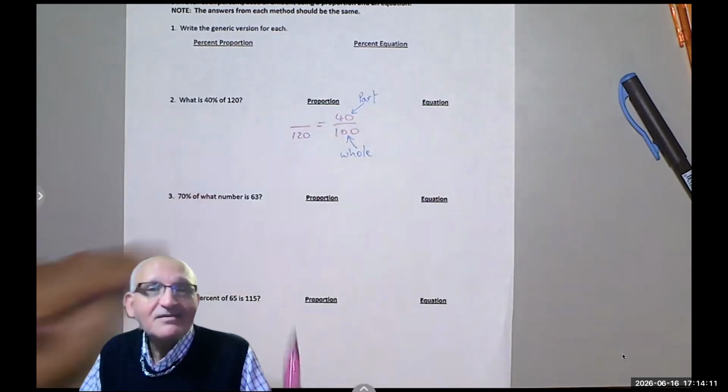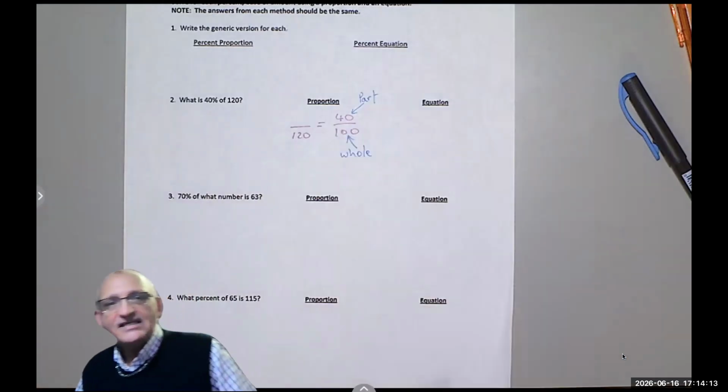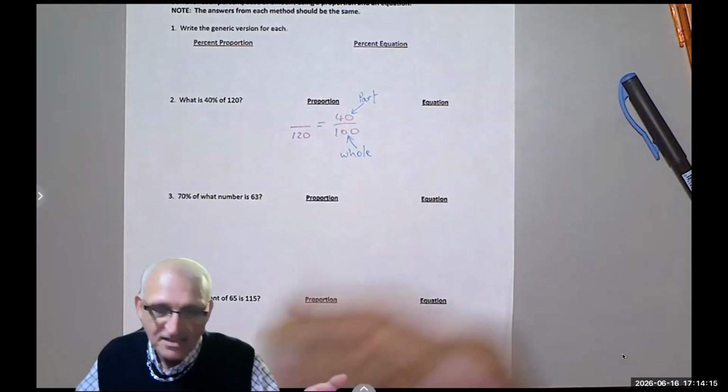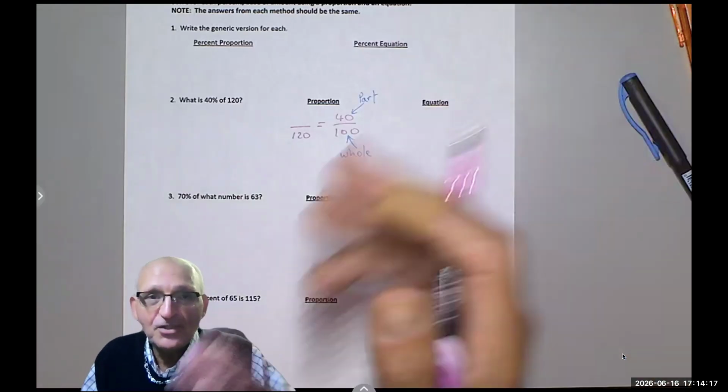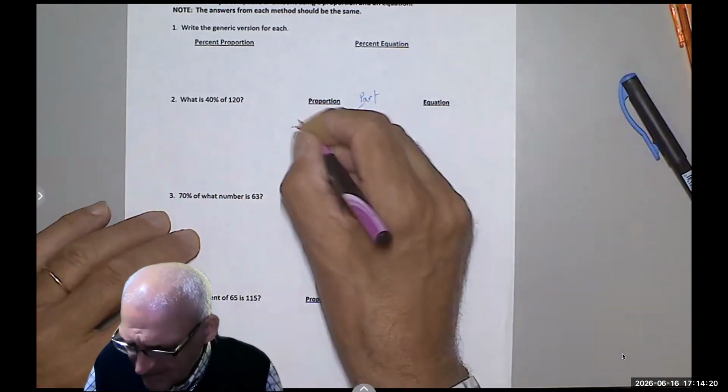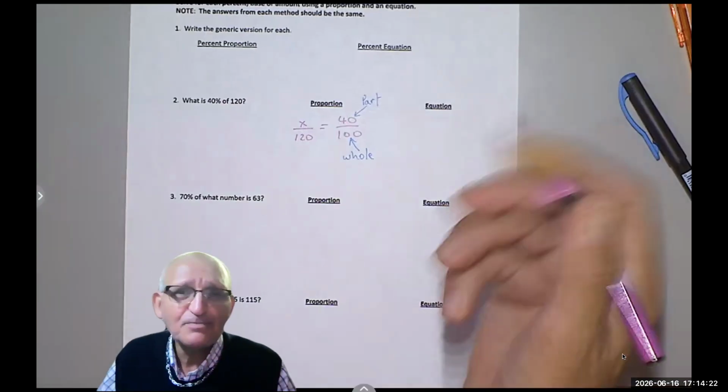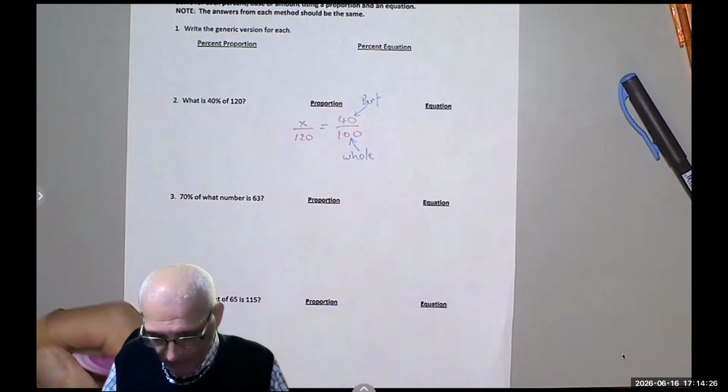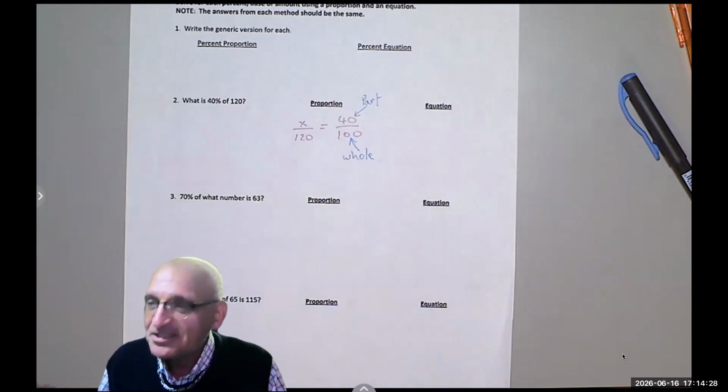So what is the part? That's what I'm looking for. You can give it any name. You can say P for part, X for a variable, A, whatever you want. Usually we say X, but there is nothing special about the letter. So now it became a very simple fraction problem.